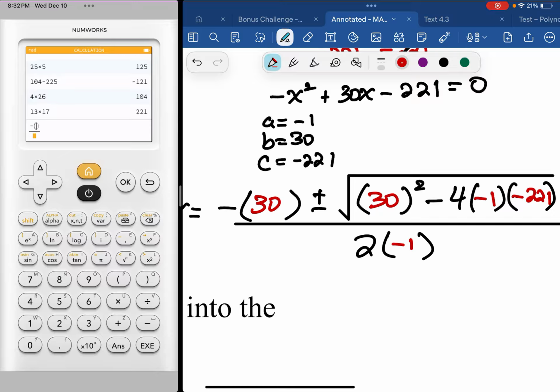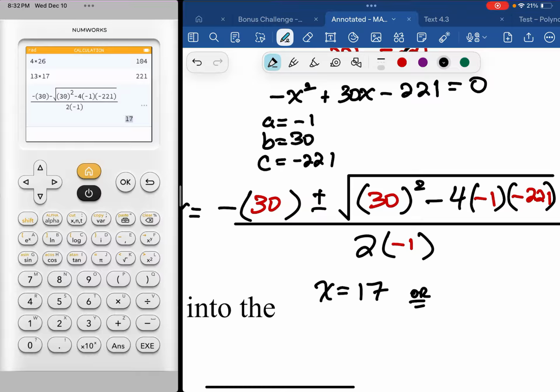So negative parentheses 30 minus the square root of 30 squared minus 4 times -1 times -221, all over 2 times -1. All right, so that gets me a 17. And then do it again, changing the minus to a plus. And I get 13. X equals 13.